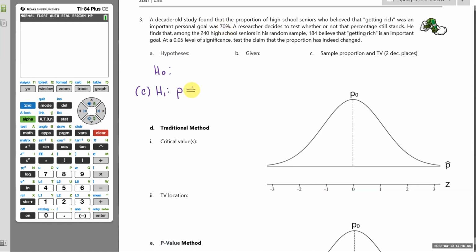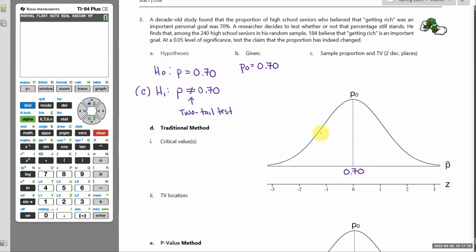So this is our two-tail test. The researcher just thinks that it's no longer 70%, so it has changed. All right, not equal to. So this is our two-tail test. Our null hypothesis has equality. So we've got our p0 of 0.70, the center of our picture there. So there's the graph of our null hypothesis.